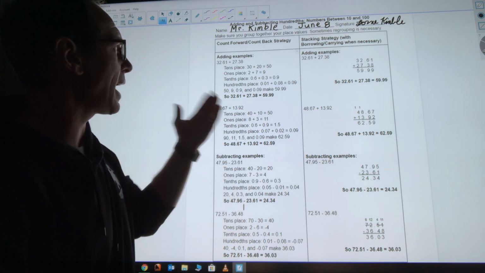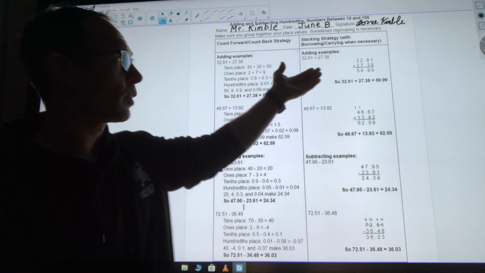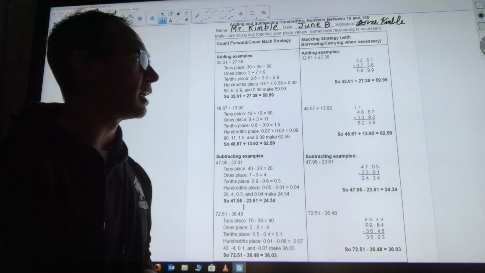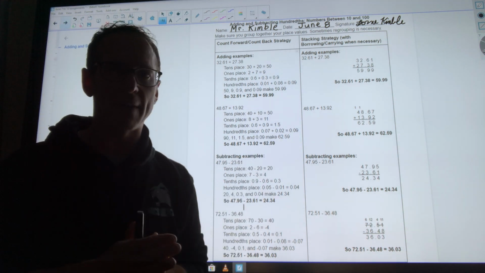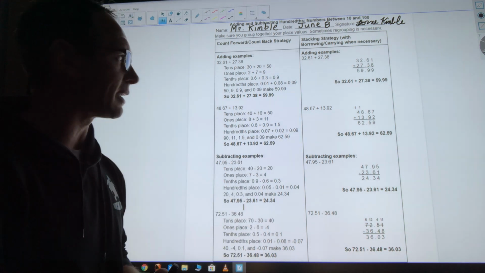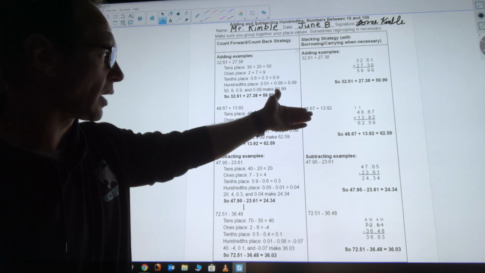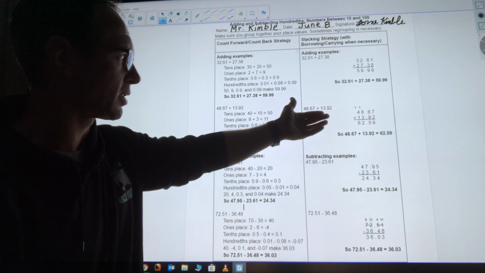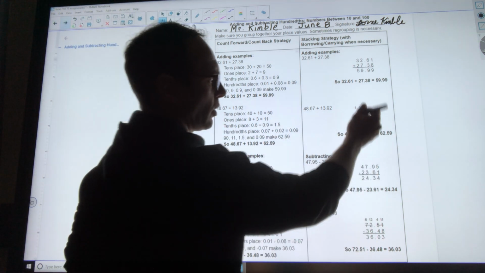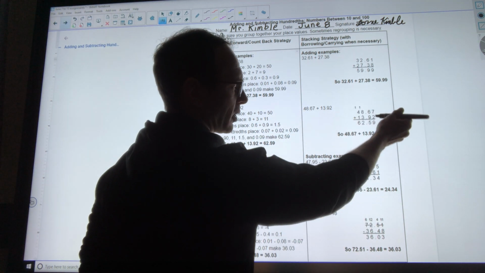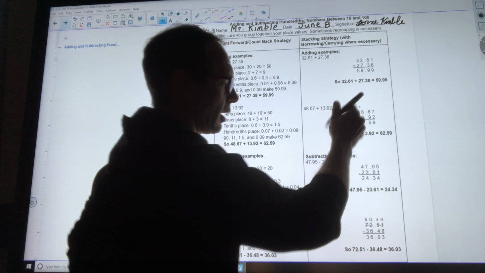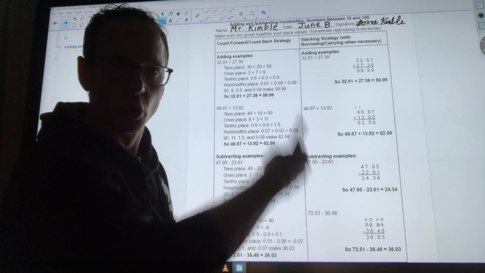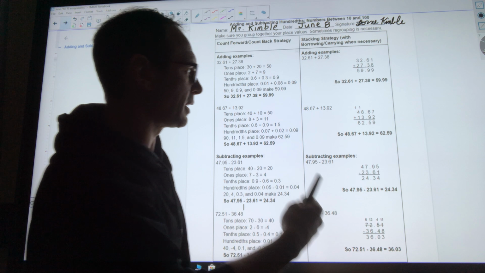Now, we can use that strategy, or we can use a stacking strategy, which would have us do carrying when you needed to. So if I look at the second question in the examples I've given you, 48.67 plus 13.92, you may notice that I've stacked these so that they are grouped place value one above the other.